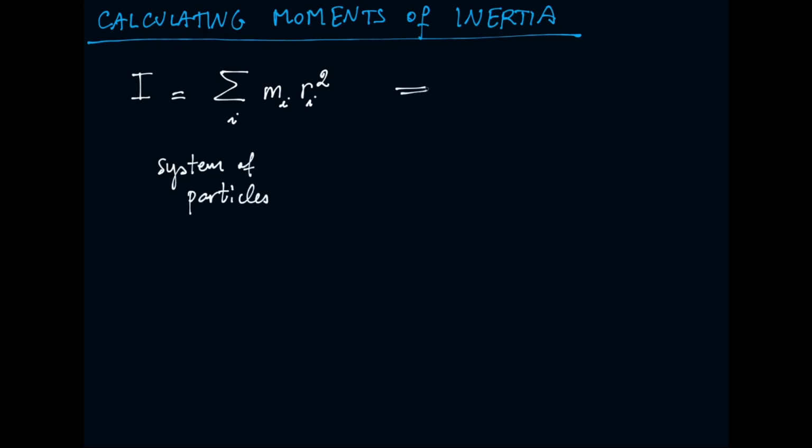For an extended object, instead, a continuous object, typically what you want to do is write an integral of the little mass elements, dm, times r squared, the distance of this little mass element from the axis of rotation. This integral looks a little confusing. There are few characters, but it can be a little tricky to deal with.